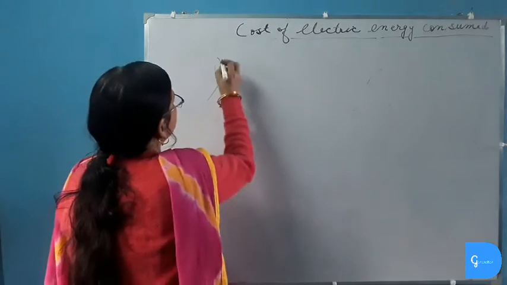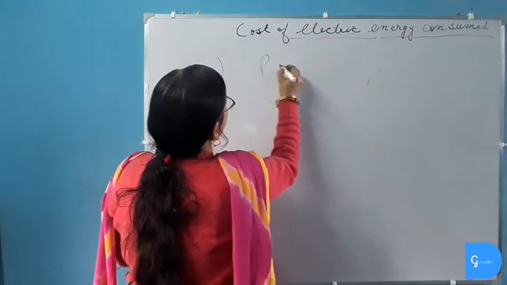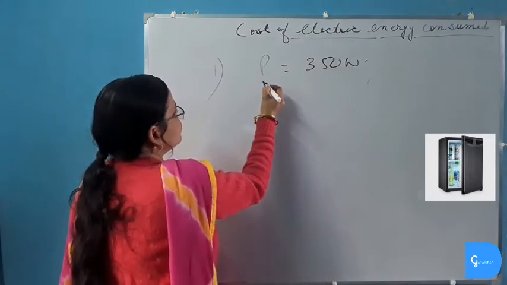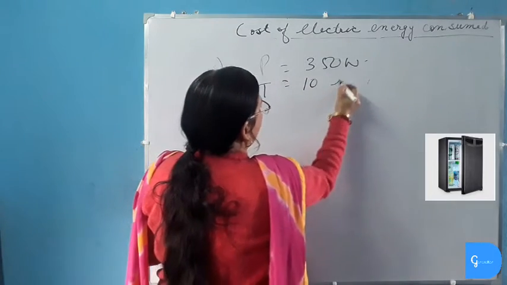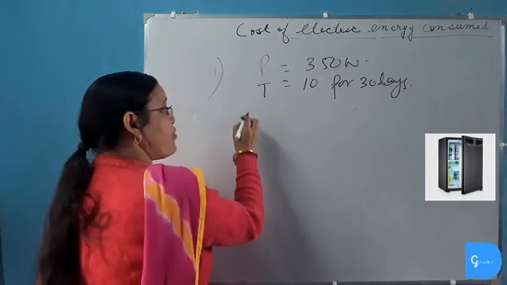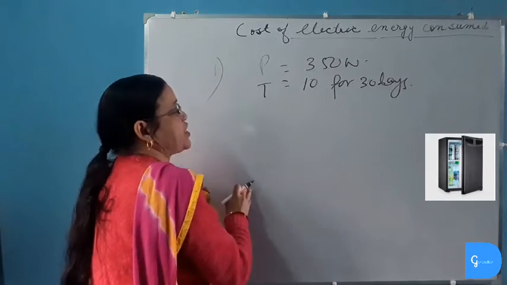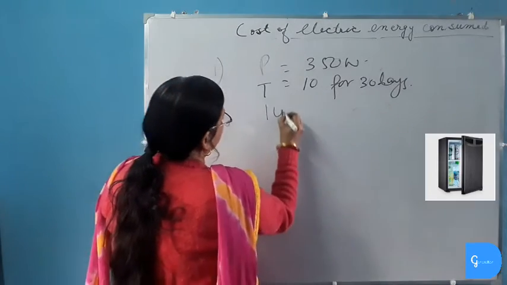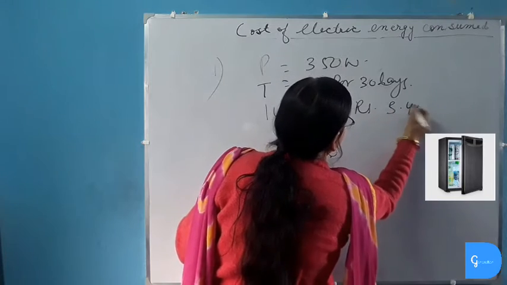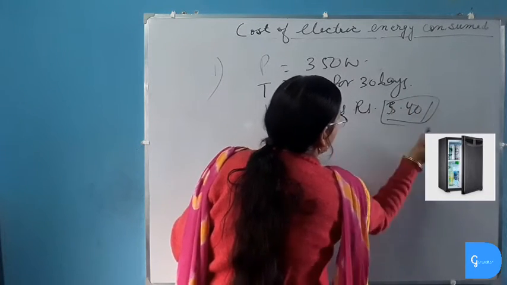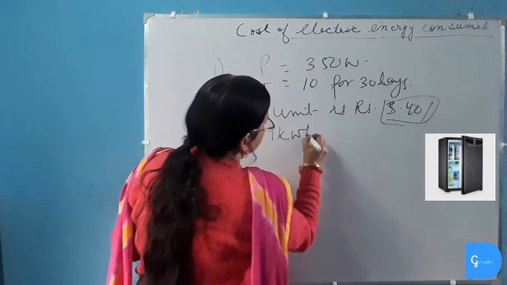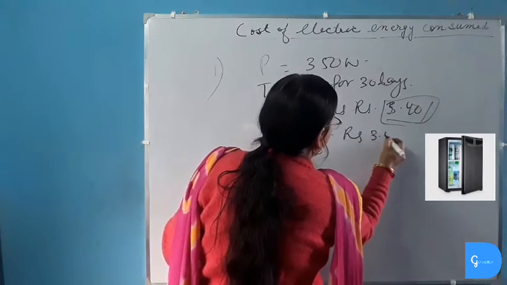Suppose a refrigerator has a power of 350 watt. It is used for 10 hours for 30 days. Now find the electric energy consumed by this refrigerator if the cost of 1 unit is rupees 3.40. The cost of 1 unit means the cost of 1 kilowatt hour is equal to rupees 3.40.